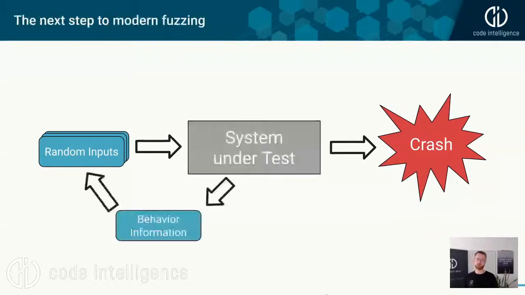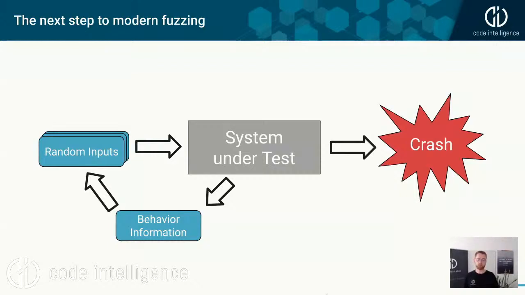So the approach evolved to more of a gray box approach. Here, the system under test is observable for the fuzzer, or it provides some kind of feedback, behavior information, back to the fuzzer. The fuzzer can use that feedback to generate more meaningful and efficient inputs. There are different approaches to what kind of feedback the system provides.